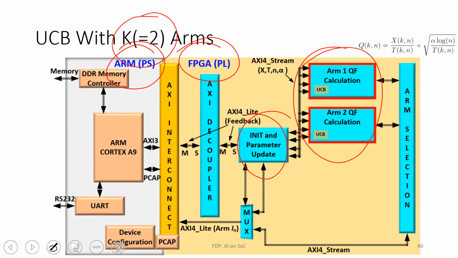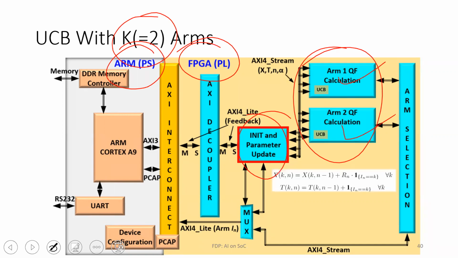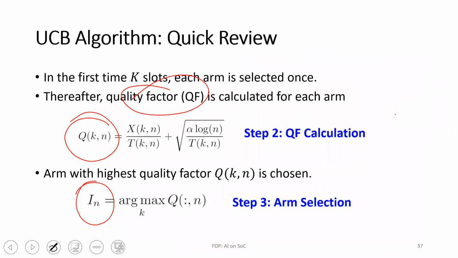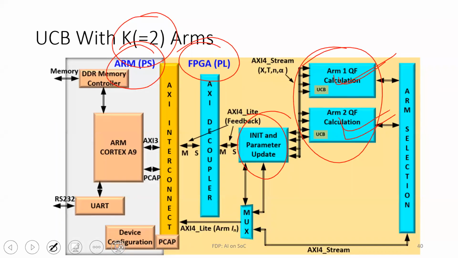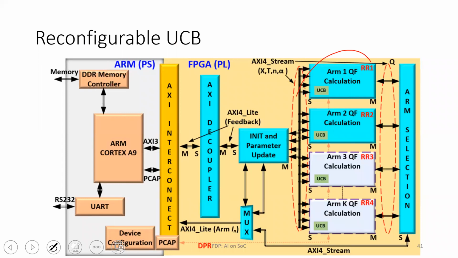You can see that for every arm, I need to do this calculation. If I do it on the processor, it will do it sequentially. If I do it on the FPGA, I can do them in parallel. So I'll get the speed up. Then sometimes I may have 2 channels, sometimes 3 channels, sometimes 4 channels. So how to do that? I can make a reconfigurable architecture where I can switch between the channels. So this is called the reconfigurable UCB. I can activate a different number of arms depending upon the user requirement.